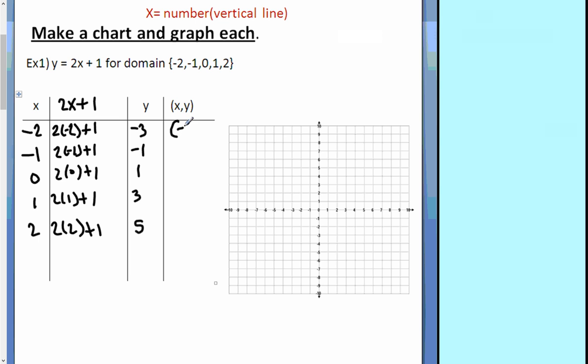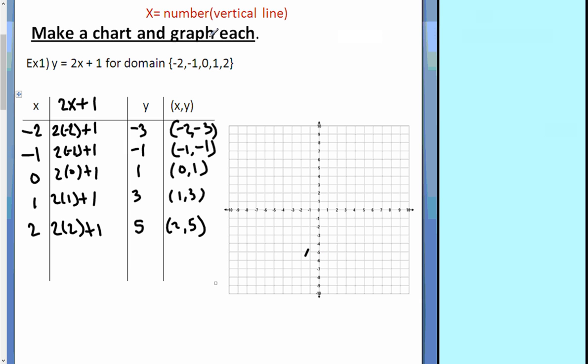So negative 2, negative 3 is my first point. Negative 1, negative 1 is my second point. 0, 1 is my third point. 1, 3 is my fourth point. And 2, 5 is my last point. And then all I want to do is graph those points.